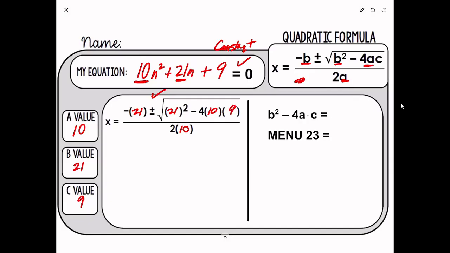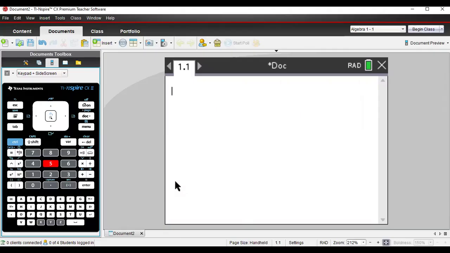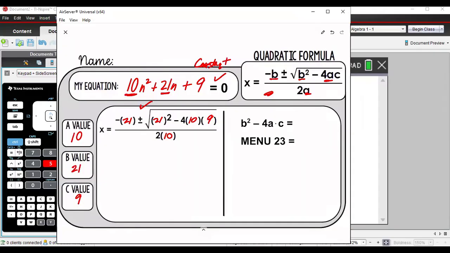Now, once we have that, we're going to let the calculator help us figure out what we do next. So first thing we're going to do, and actually let me go back and make sure this is clear. We're going to store 10 into the letter A, 21 into the letter B, and then 9 into the letter C. And then we're going to go look at the B squared minus 4AC.